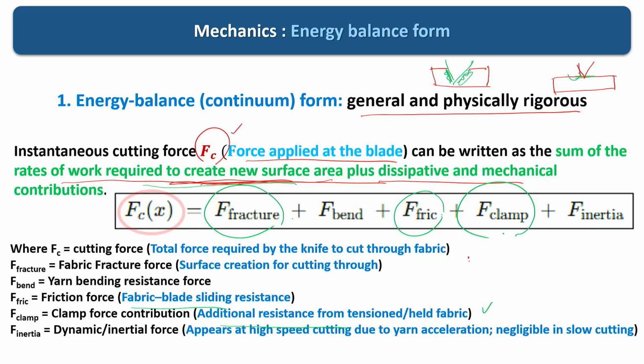So, when it is basically it is important when high speed cutting is there due to yarn acceleration, okay, and it is negligible in case of slow cutting. When the cutting is slow, this is negligible, but for high speed cutting this is important. So, the total cutting force is distributed in fracture, bending of yarn, frictional force, clamping force, and dynamic or inertial force.